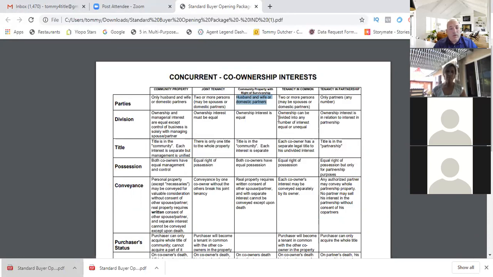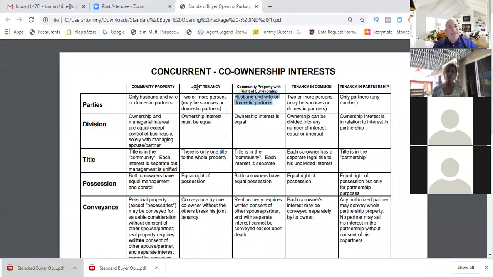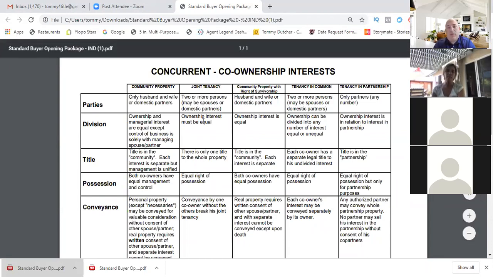Now, either or, it's going to revert to the other, right? But only husband and wife or domestic partners can do community property with rights to survivorship, where joint tenancy can be held by just two random individuals or more, right? They don't have to be married or domestic partners. They're the same thing, essentially. Yeah, essentially, yes, but not everybody can do both. Anybody can do this one, not anybody can do this one. Right.